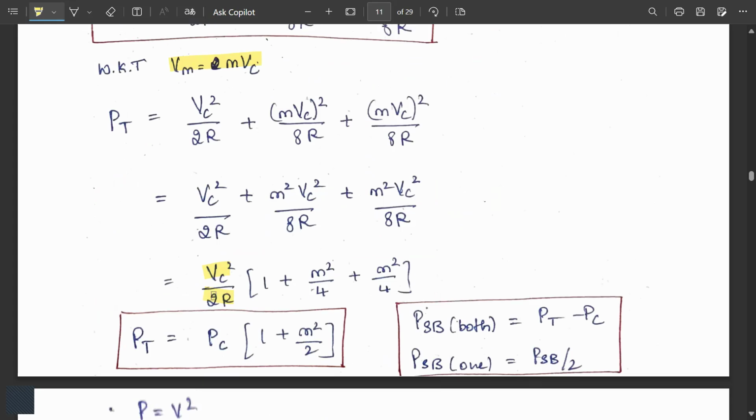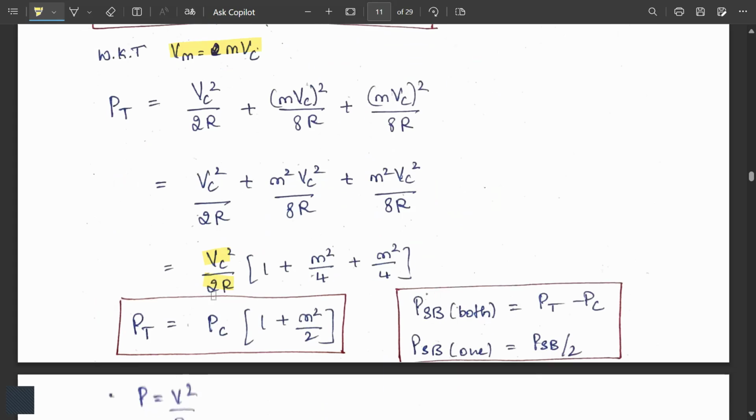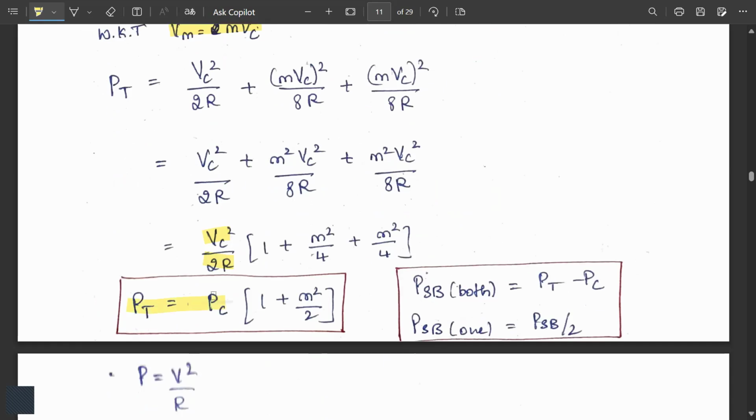Outside, you will get it as 1 plus m square by 4 plus m square by 4. Total power will be what? Pc of 1 plus m square by 2. This is an important equation, or the formula you should know to solve problems. So PSB, on both the sides, it is given by P total minus Pc, and PSB of one side is PSB divided by 2.